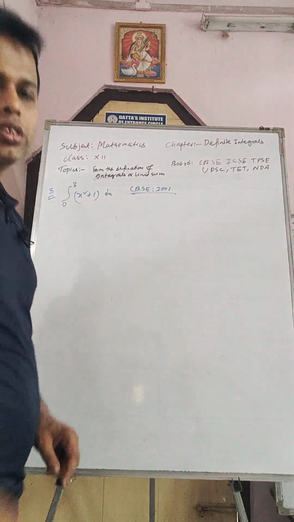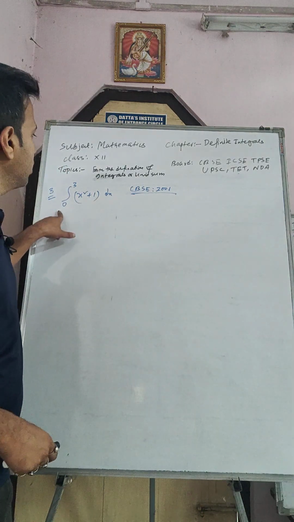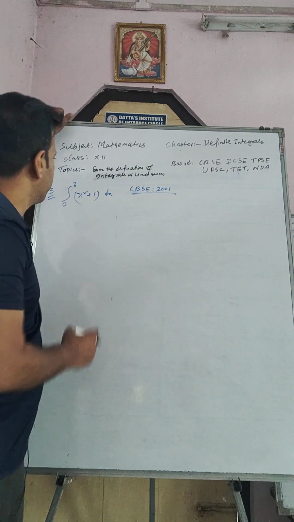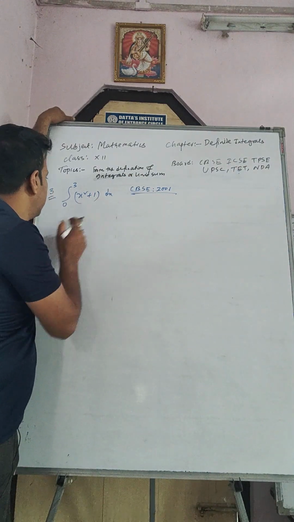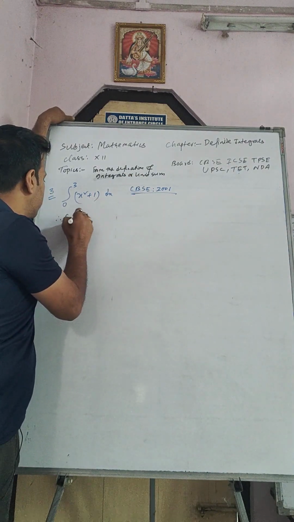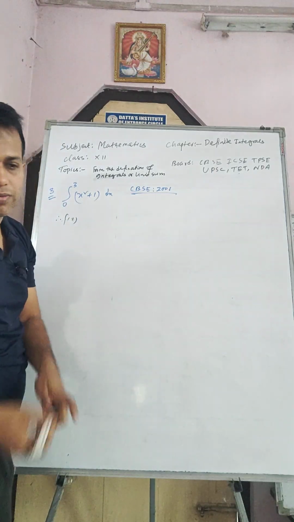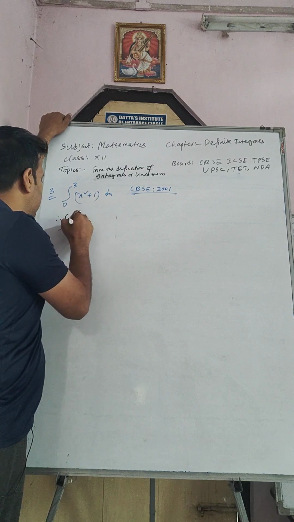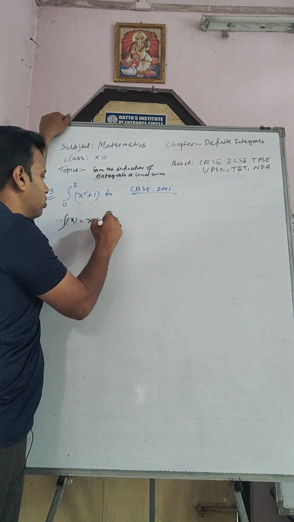So our next question is integration 0 to 3 x square plus 1 dx. Okay, so again we use the sum of integrals. So here f of x is what, sir? f of x is equal to x square plus 1.